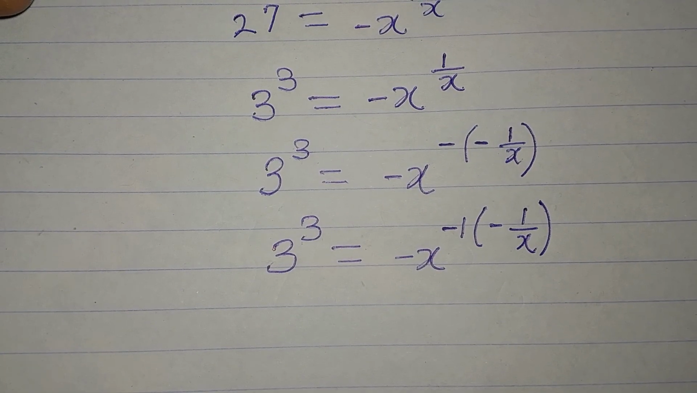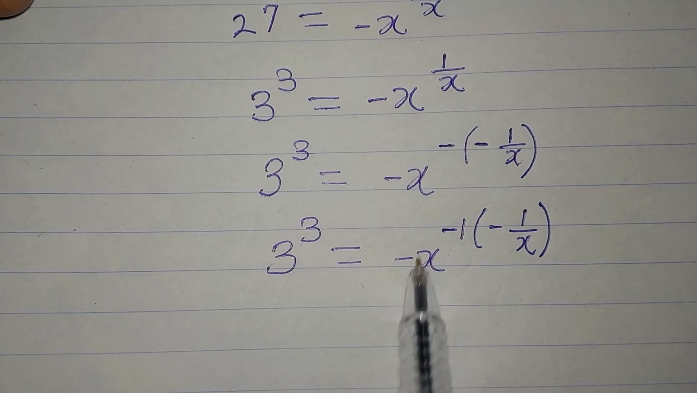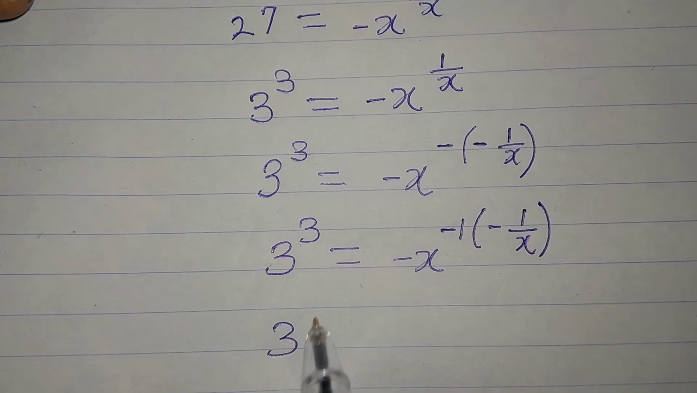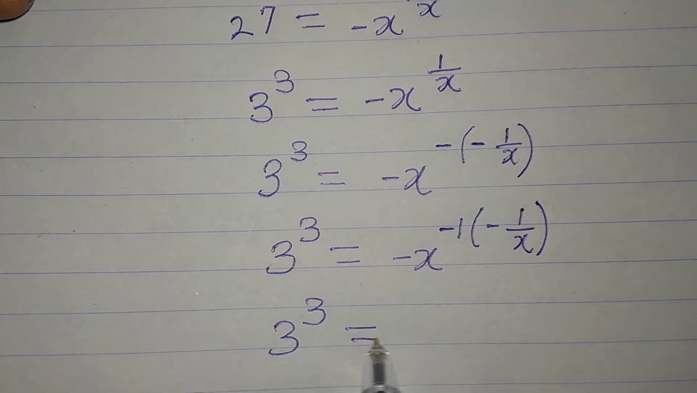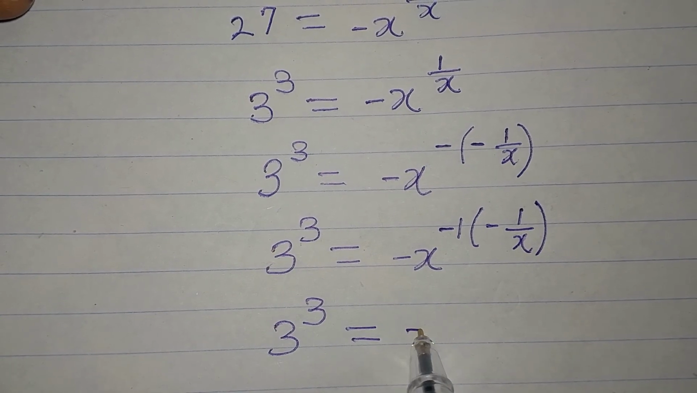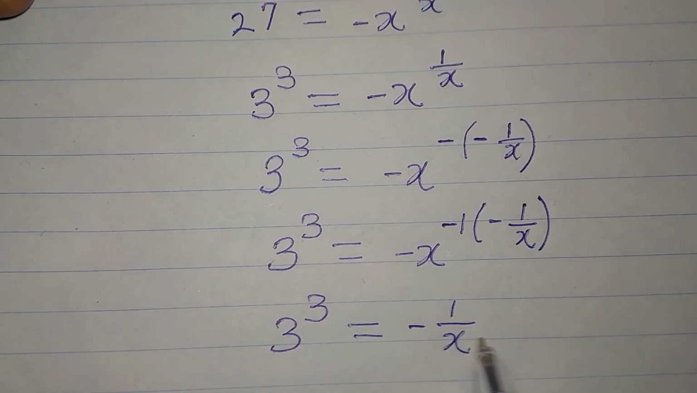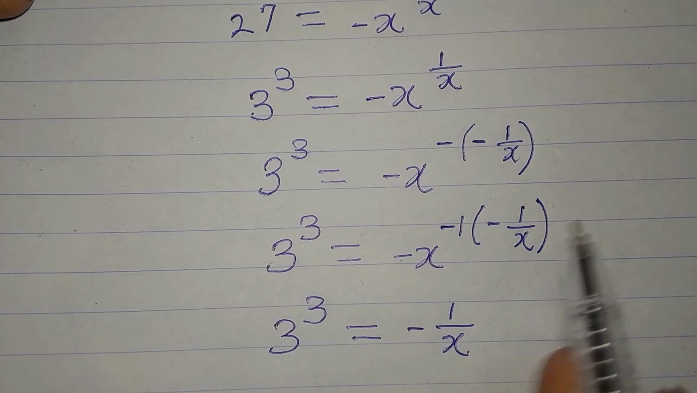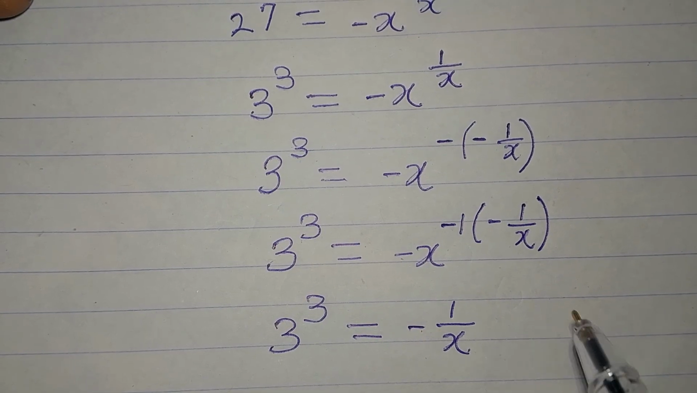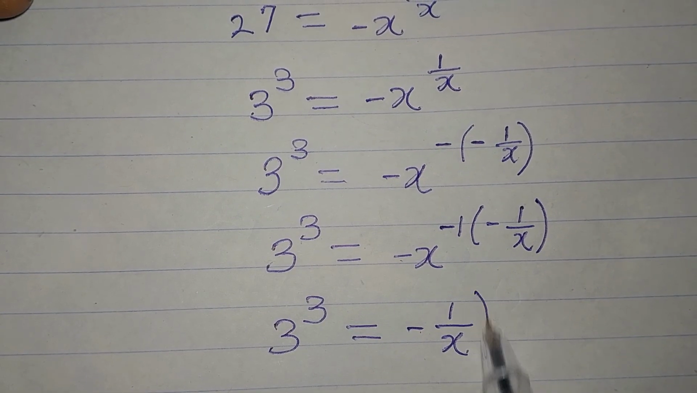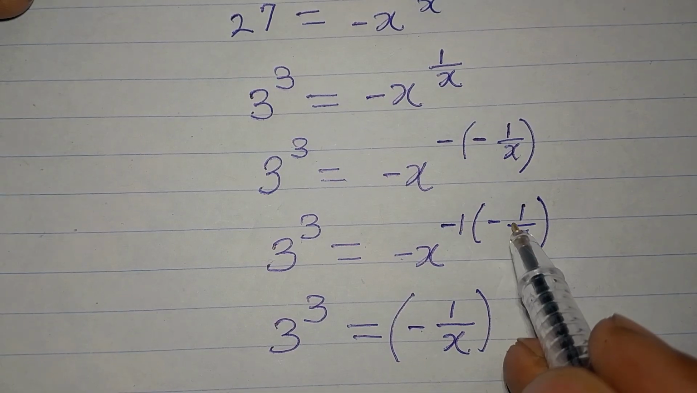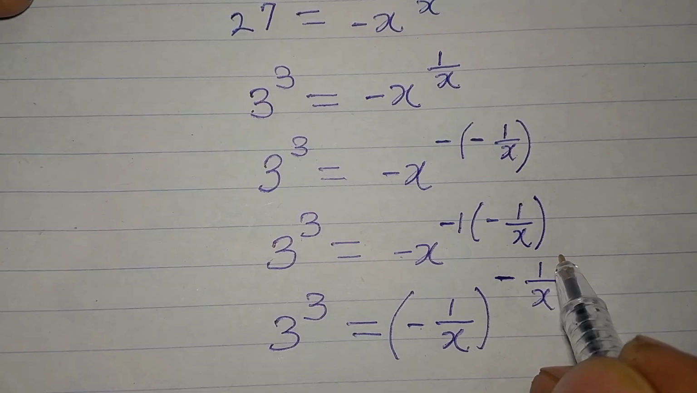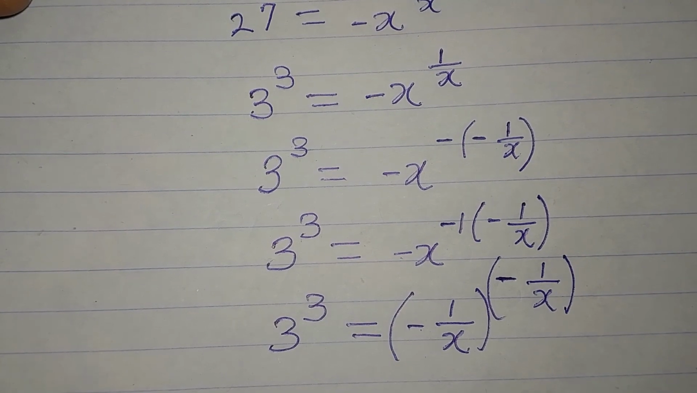Then from one of the laws of indices, this right here can be written in another way. So we have 3 to the power of 3 being equal to minus 1 over x, because x to the power of negative 1 is 1 over x. So this negative will still come. Let me put this in bracket. This is raised to the power of minus 1 over x. Let's put this in bracket too.